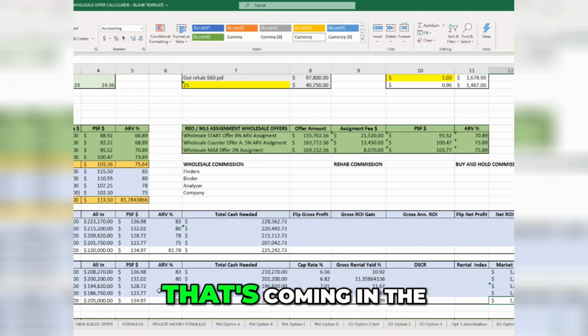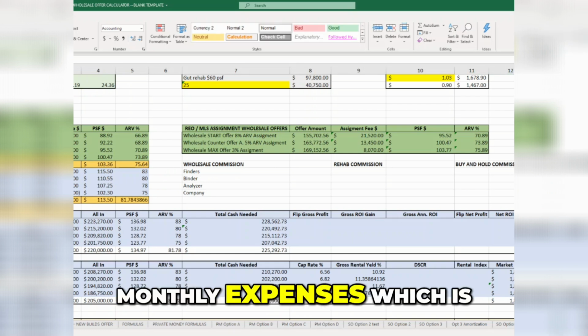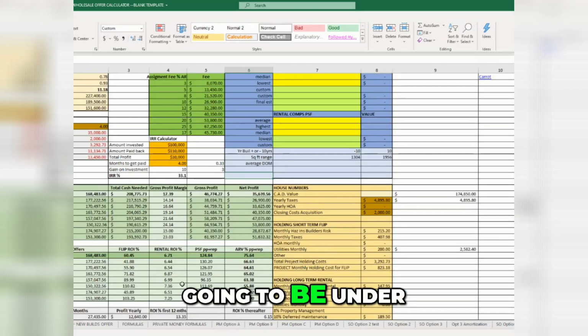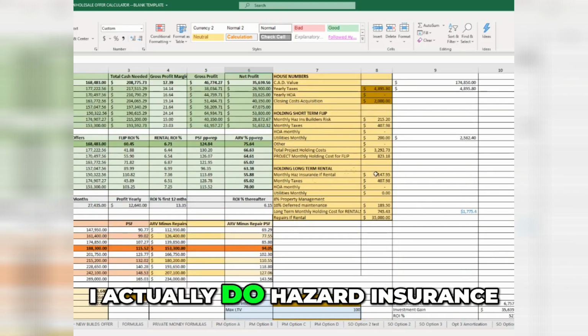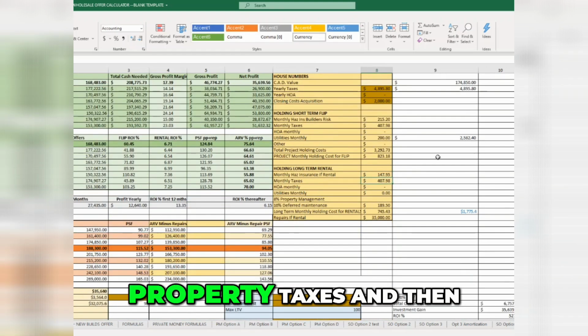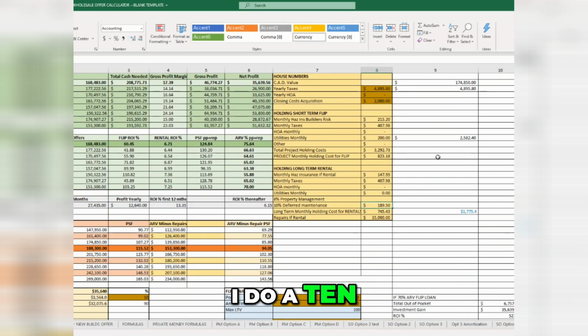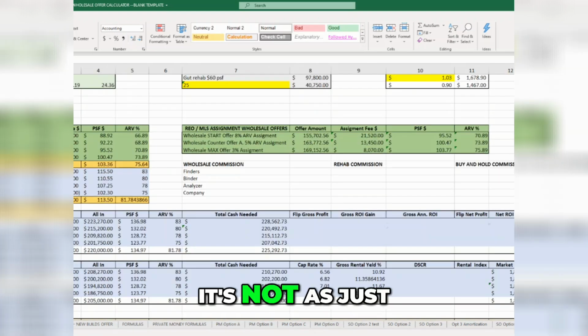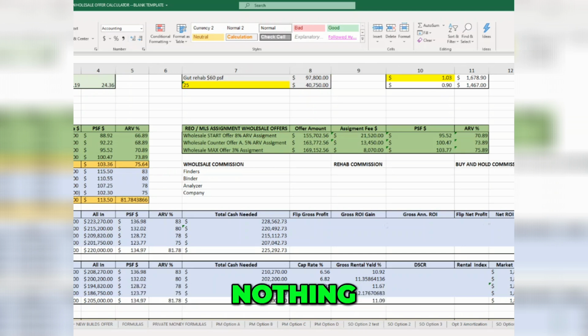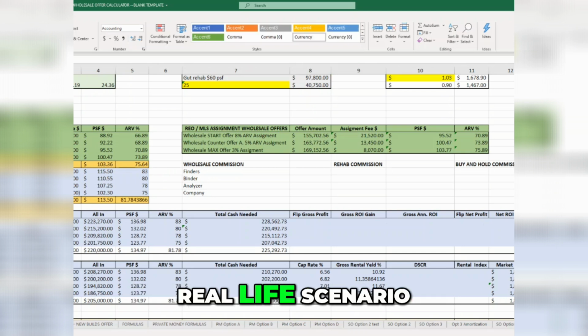this is the market rent that's coming in. The monthly expenses, under the monthly expenses, I actually do hazard insurance. I do the monthly property taxes, and then I do a 10% deferred maintenance on top of it. It's not just saying, oh yeah, you're going to have no costs, no maintenance, nothing. This number is already a real life scenario.